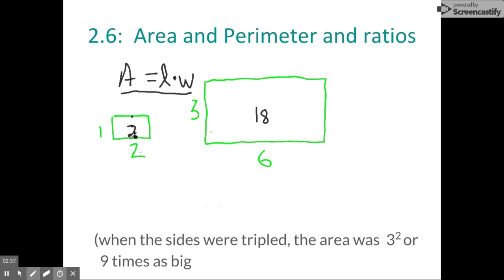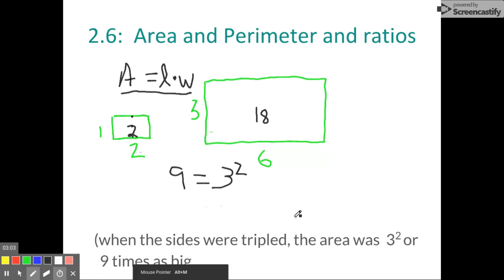So 2 times 9 is actually 18. So the area was definitely not 3 times as big. It was exactly 9 times as big, which just so happens to be 3 to the second power, 3 squared. So the ratio for area is not just the same as the sides, but the same as the sides to the second power, or squared.